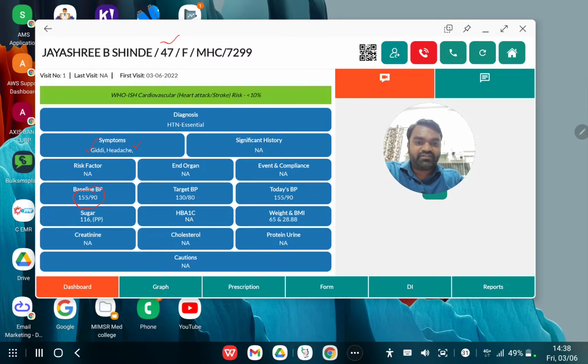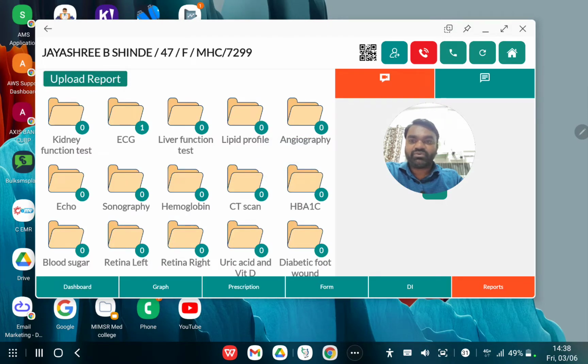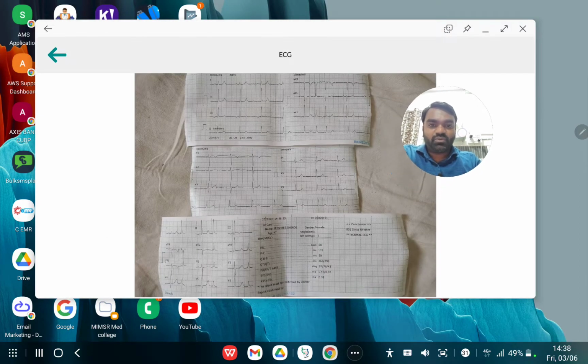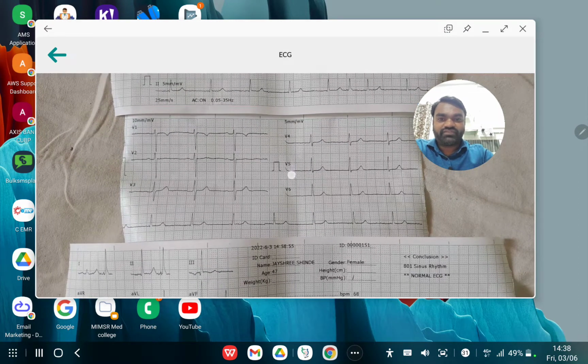ECG is quite interesting of this female, and that's why I'm recording this session, and I'll be teaching you about that particular ECG. So if we see her clinical profile, we'll go to her reports and we'll find out the ECG. Look at this ECG. I'll explain a couple of things about this ECG.